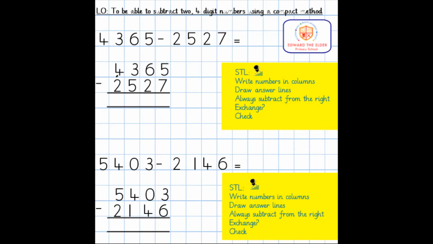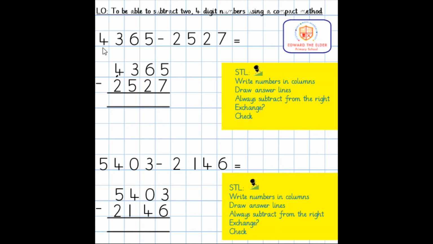We teach 3 methods of subtraction in Year 4, all linked to the compact column method. This builds on and extends Year 3's learning of subtraction using the expanded column method. Firstly, let's take a look at our learning objective. To be able to subtract 2 4-digit numbers using a compact method. I'm going to take you through 2 methods today that will help you achieve this learning.